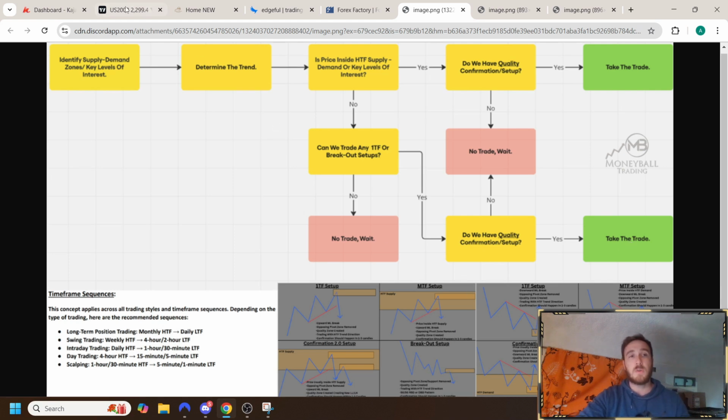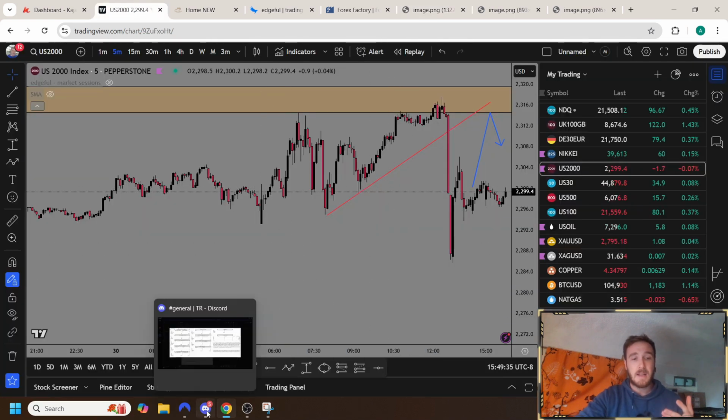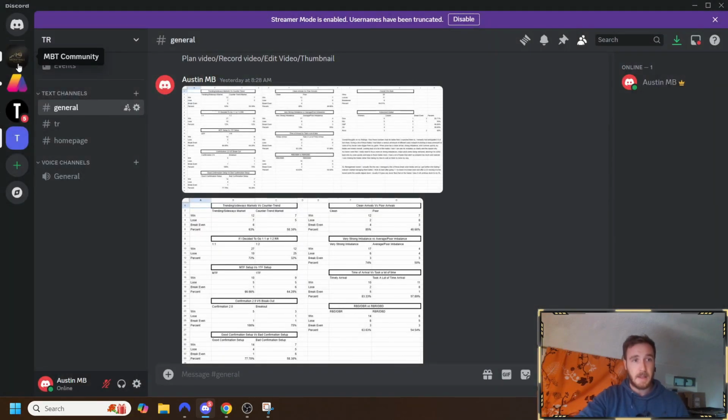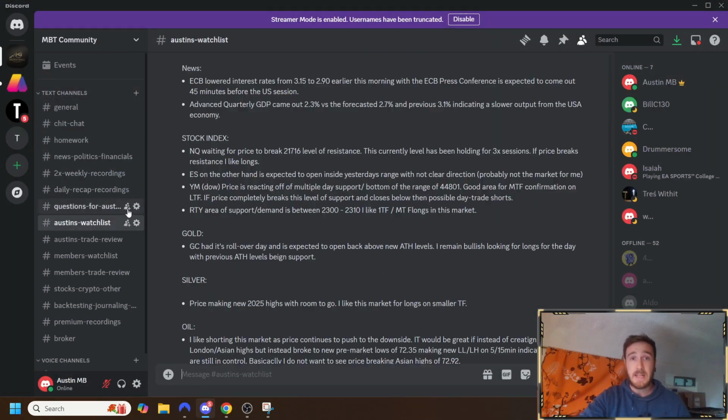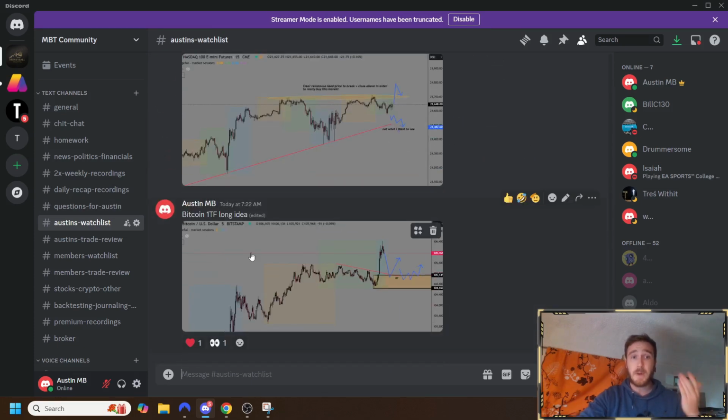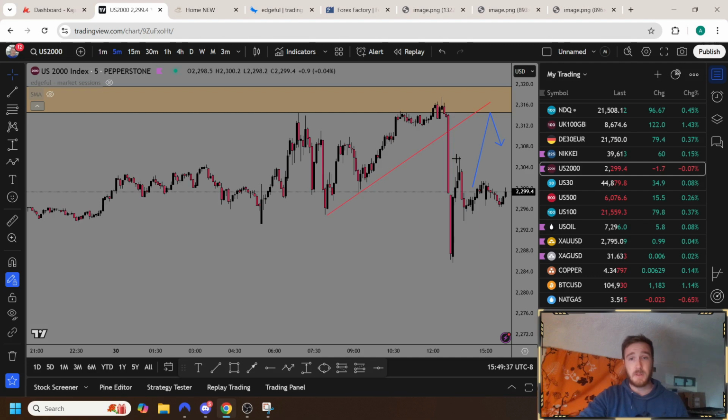And so what do these zones look like? Well, we're going to break down my watch list for the day. I'm going to show you my watch list for the day, and I'm going to break down why we are looking at these things. And honestly, I don't know how they performed overall. So Bitcoin, I know a lot of you guys trade Bitcoin. So let's look at Bitcoin.